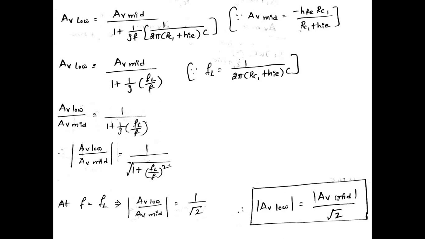You try to calculate the voltage gain in the mid frequency, which is at the maximum level, and you are trying to calculate the 3 dB frequency, whether it's a lower cutoff or upper cutoff frequency, it gives you AV mid divided by root 2. It is very much clear that AV low is equal to AV mid divided by root 2. This is the analysis at low frequency.